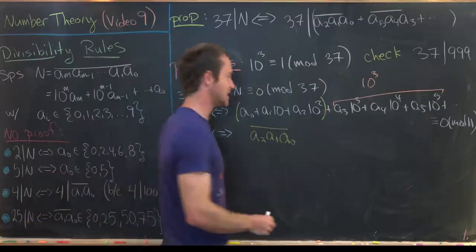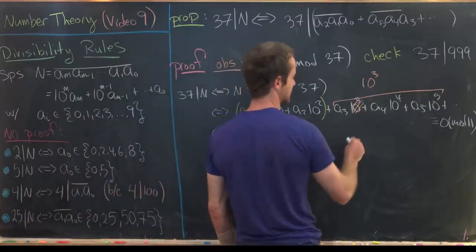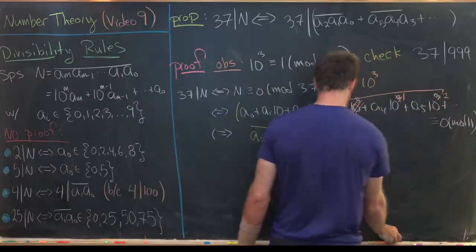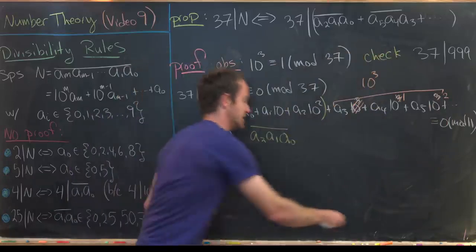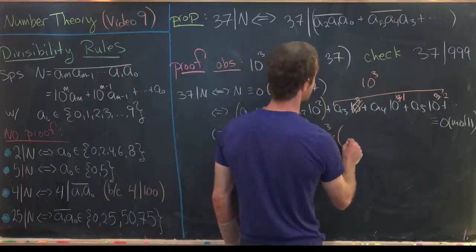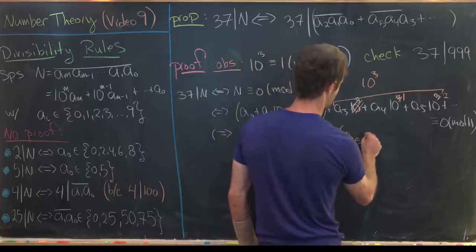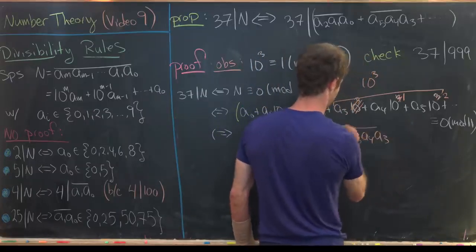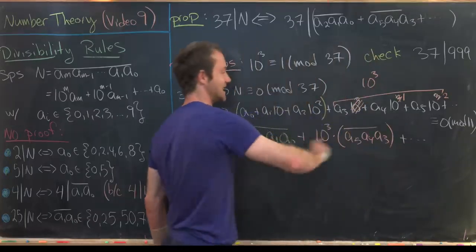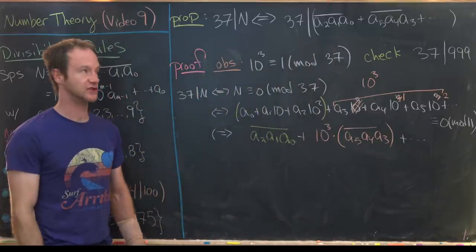If we factor a 10 cubed out of this, then this will be 10 to the 0th power. This will be 10 to the first power, and this will be 10 squared. So that's going to leave us with 10 cubed times the 3-digit number, A5, A4, A3. And then likewise, you can continue doing that until you run out of digits.